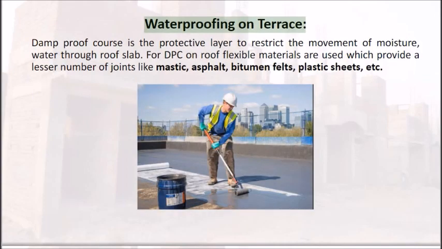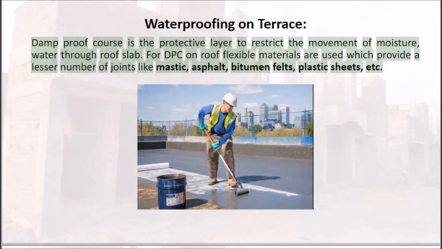Waterproofing on terrace. Damp-proof course is the protective layer to restrict the movement of moisture and water through the roof slab. For DPC on roof, flexible materials are used which provide a lesser number of joints, like mastic asphalt, bitumen felts, plastic sheets, etc.